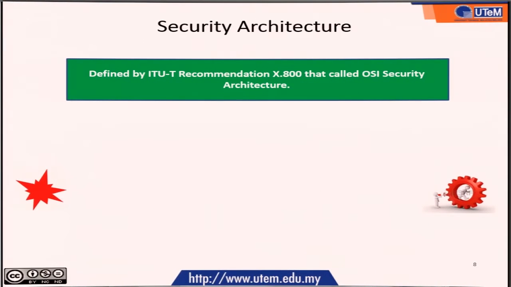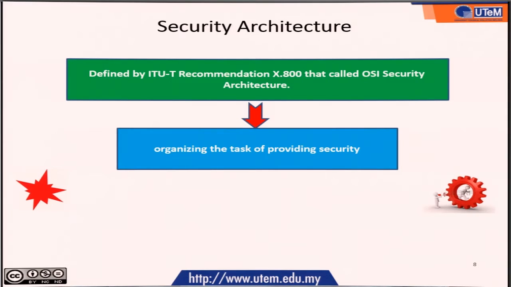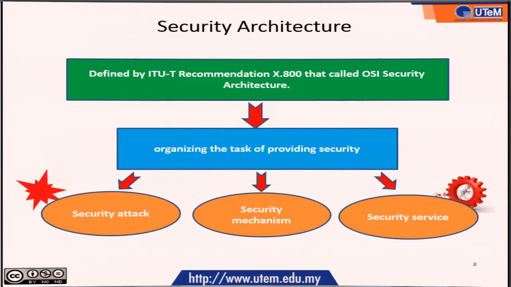The security architecture for OSI utilized by ITU-T is implemented to define a systematic way of building requirements for security by characterizing the multiple security approaches. It is useful to managers as a way of organizing the task of providing security. It focuses on security attack, security mechanisms, and security services.